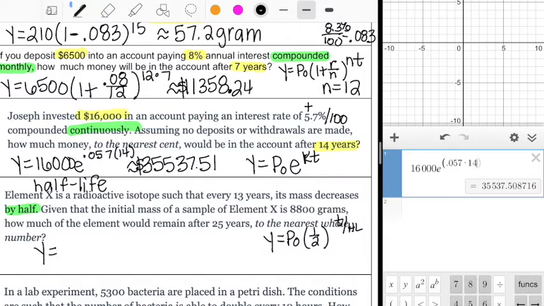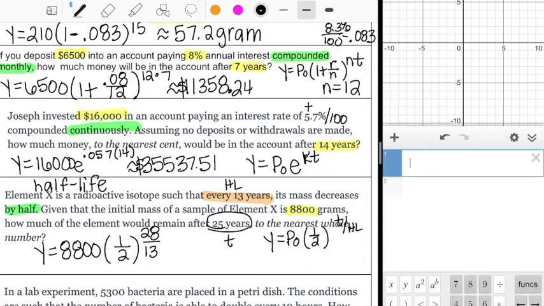So I have y equals, my initial value in this problem is 8,800 times 1/2. Now, my half-life, it says it right here in this paragraph. It takes every 13 years to halve. So the key is that my half-life is 13, and the time they're asking me to calculate is 25 years. So the time is 25 years, my half-life is 13 years. And then I would just simply plug it into the calculator once again. So 8,800 times 1/2, and we're going to raise that to 25 divided by 13.